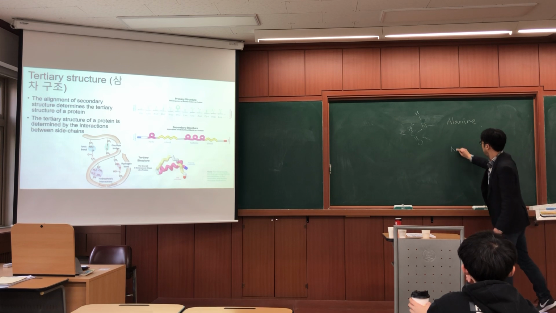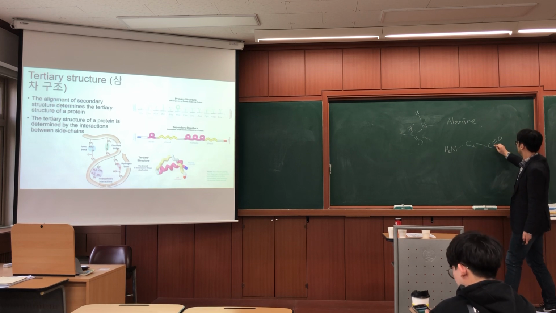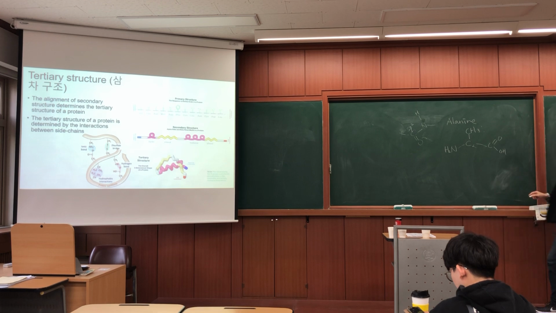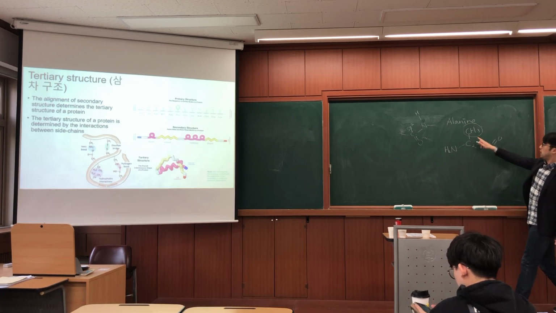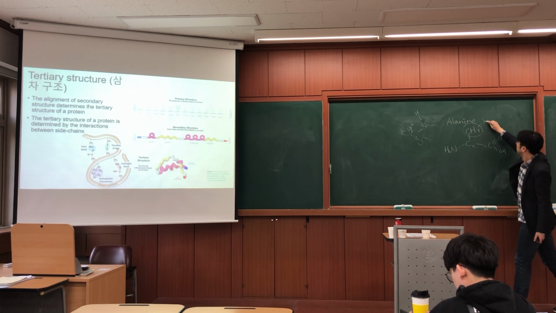Alanine has NH2, C alpha, and C OH. And alanine has a CH3 group as its side chain. As you all know, this methyl group is generally hydrophobic, right?